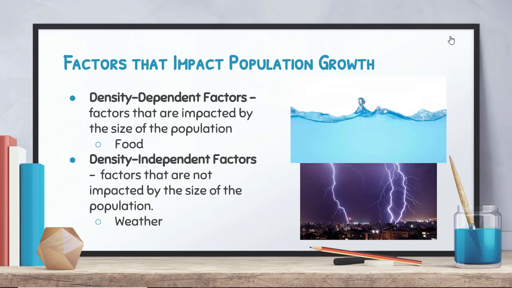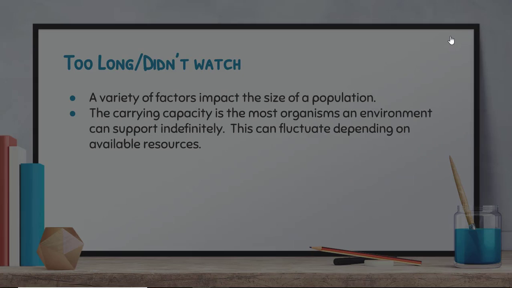Density-independent factors do not depend on the size of the population. These include things like weather, climate, geography, those types of things. Regardless of how many individuals are in an area, it does not significantly impact the climate or weather. Those are density-independent factors. They are independent of the density or the amount of individuals in a population. Whereas density-dependent factors are factors that are impacted by the size of the population. We'll explore more of these later on.